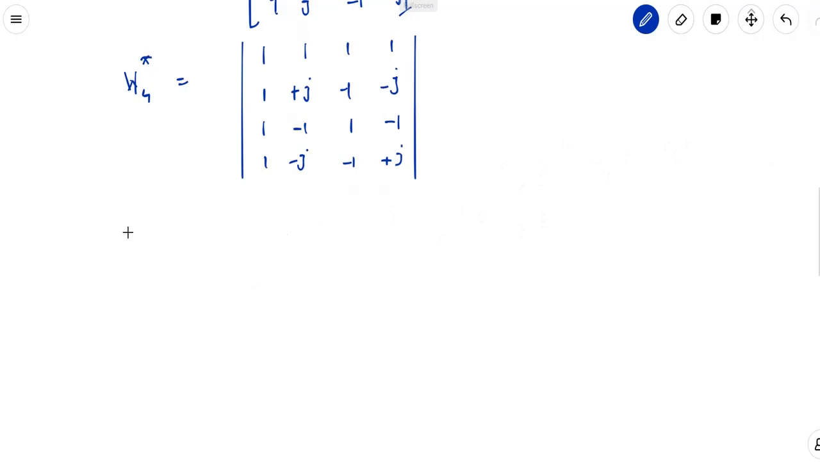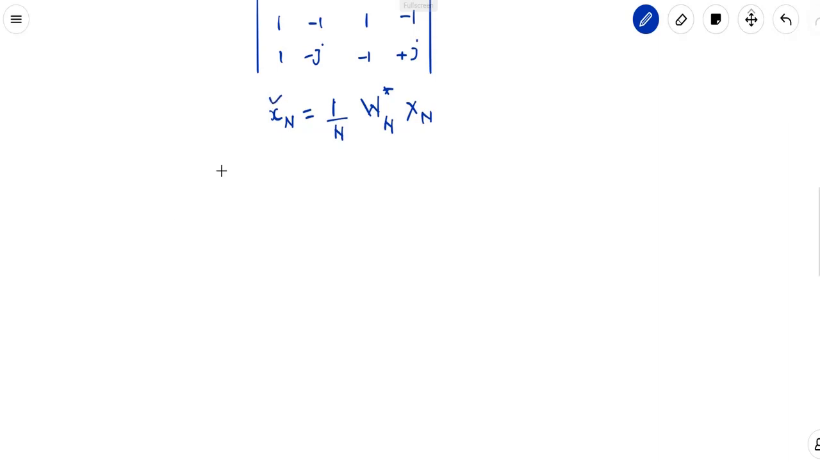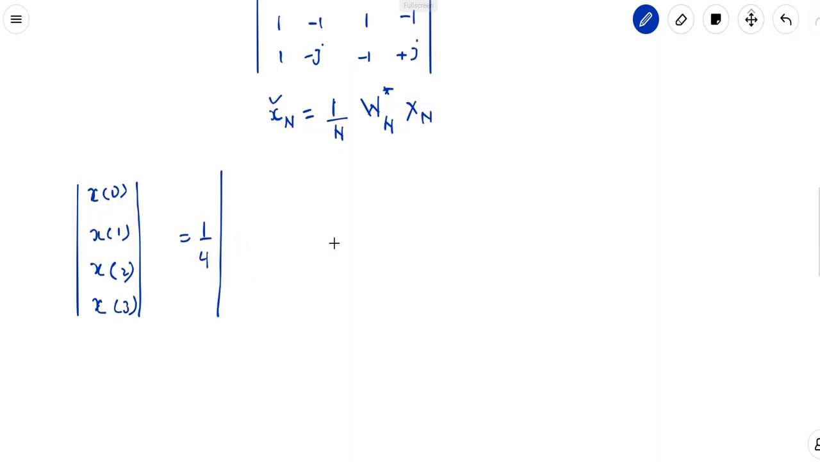So I'll rewrite the formula. It is x of n equals 1 by n omega n into x of n. How do we write this as a matrix for x of n? So x of 0, x of 1, x of 2, x of 3. Okay, so this is equal to, what is this? 1 by n means 1 by 4. Just now we have calculated.